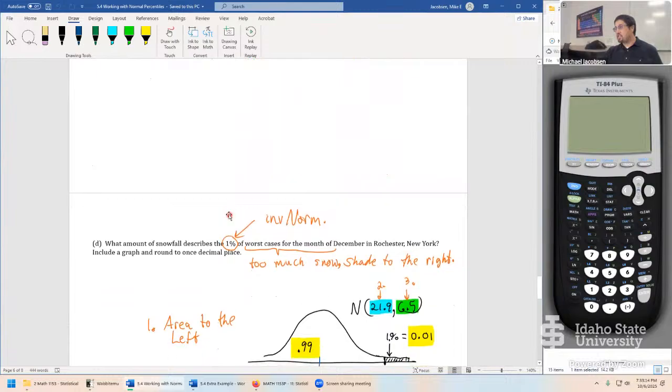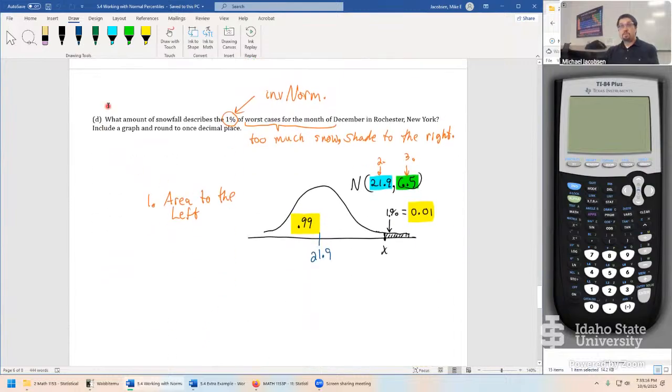And this is the one that was just the odd one out. It was asking what amount of snowfall describes the 1% of worst cases for the month of December. And we also mentioned that this is not the best question if it was an exam question, because you have to put in your own interpretation, reading the context of what does worst mean. Too much snow is what I would consider worst to be for most people, but some people might argue with that, particularly if you're a snowboarder or skier or something like that. Do you want more snow?